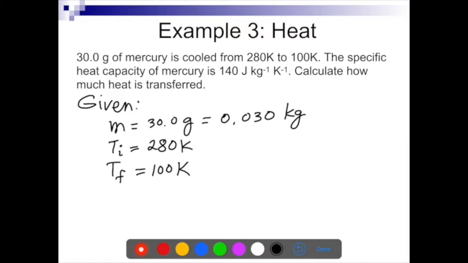From these two temperatures, we can find the change in temperature delta T. Okay. Delta T is final temperature minus initial temperature. Notice your final temperature is lower compared to your initial temperature. So your change in temperature delta T will be 100 Kelvin minus 200 Kelvin. That will give you a negative 180 Kelvin.